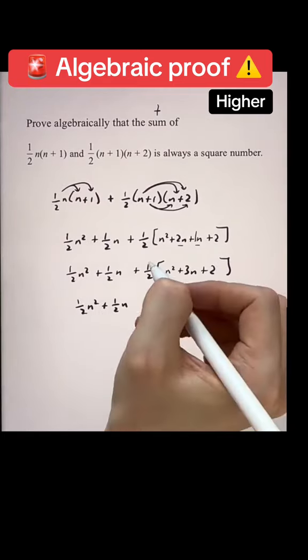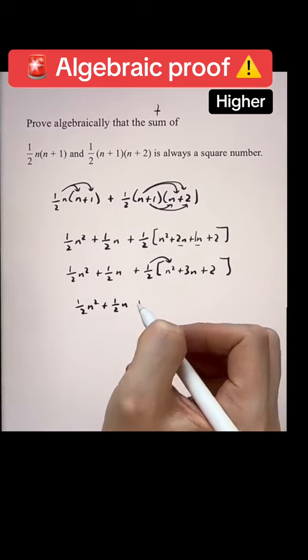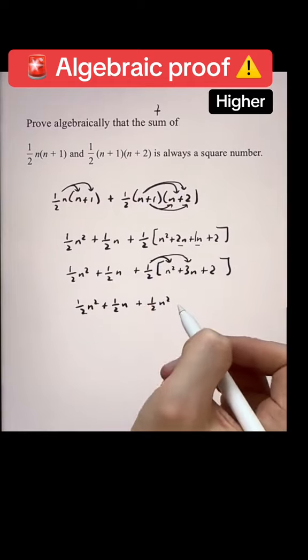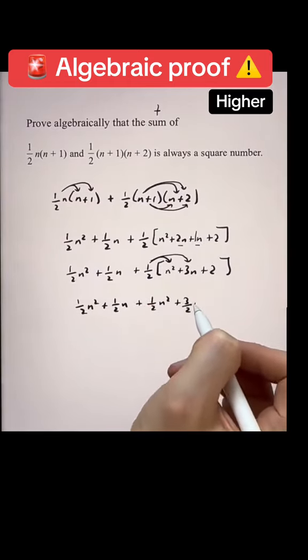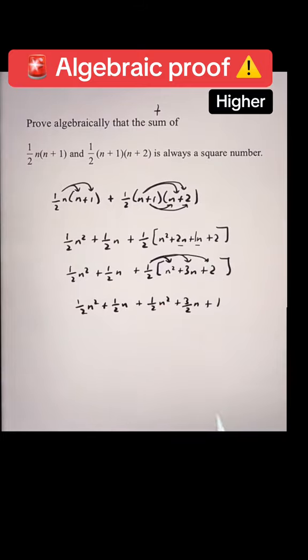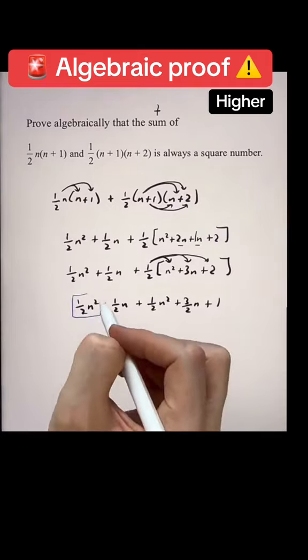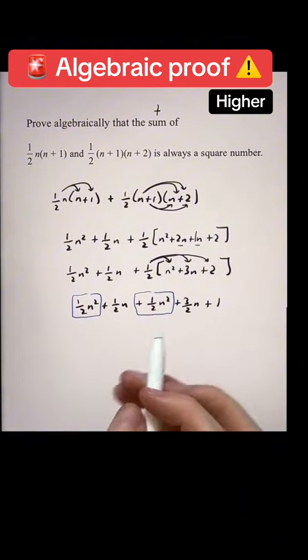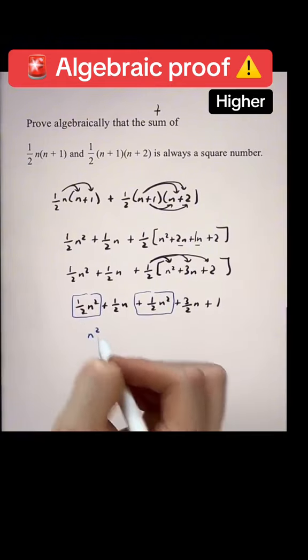Expanding now out my brackets, I know a half times n squared will give us a half n squared. A half times positive 3n will give us plus 3 over 2n. And a half times 2 will give us plus 1. Collecting like terms, or like terms have the same combination of letters, including powers. So here I've got half n squared plus a half n squared. They're like terms, they both end in n squared. Well, a half plus a half is 1. So therefore that simplifies to give us n squared.